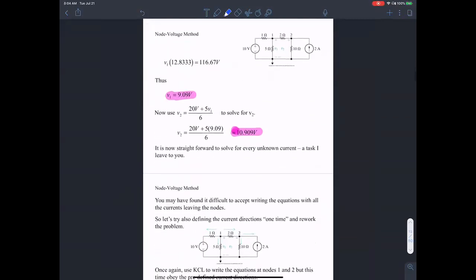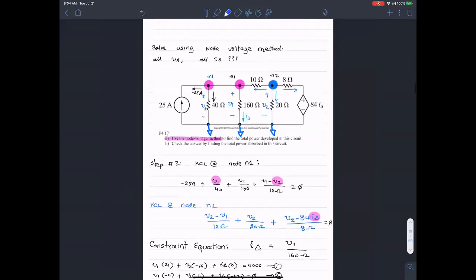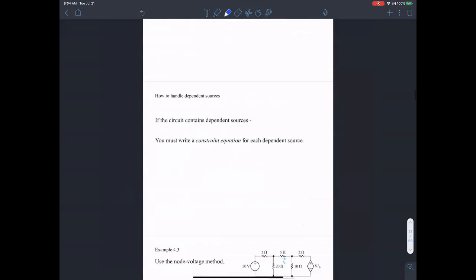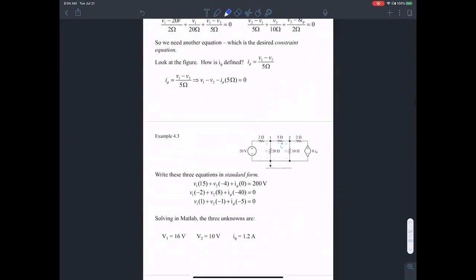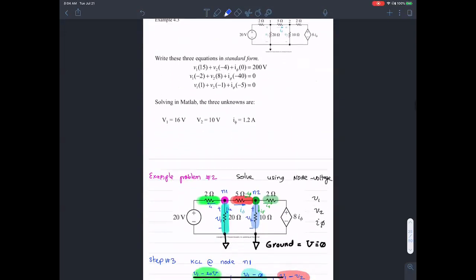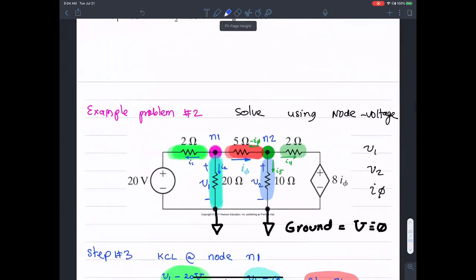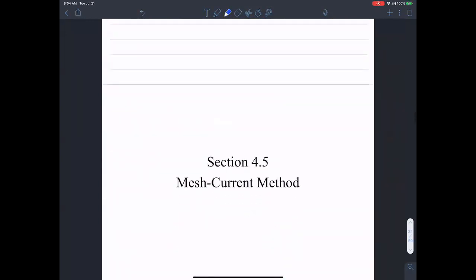Now we are going to talk about mesh current method. We also looked at node voltage method with dependent sources. The process is still the same, except that you have to set up a third equation called the constraint equation. We did two examples to solve a circuit that has a dependent current source or a dependent voltage source using the node voltage method. So let's see if we can go to the mesh current method.